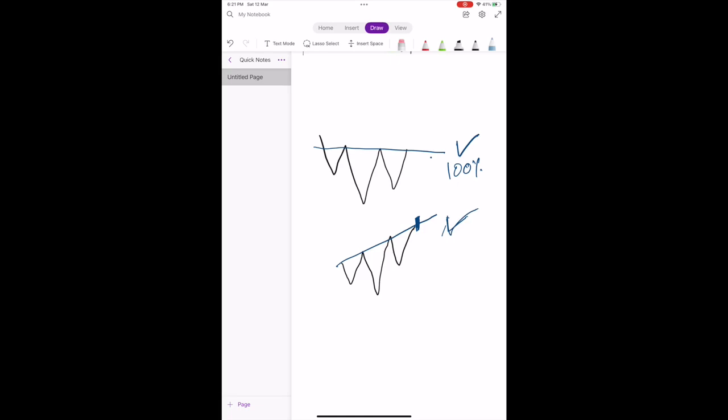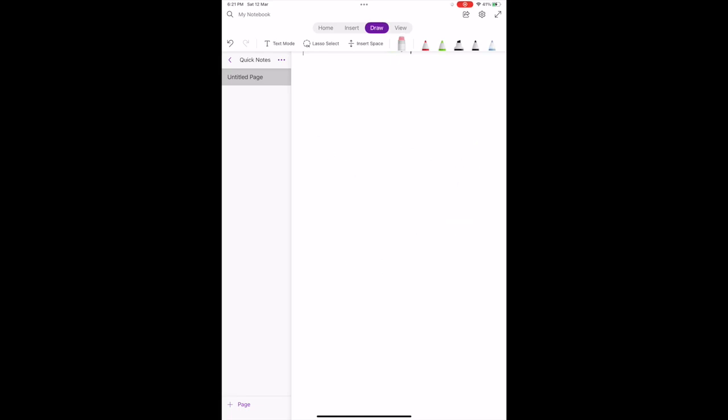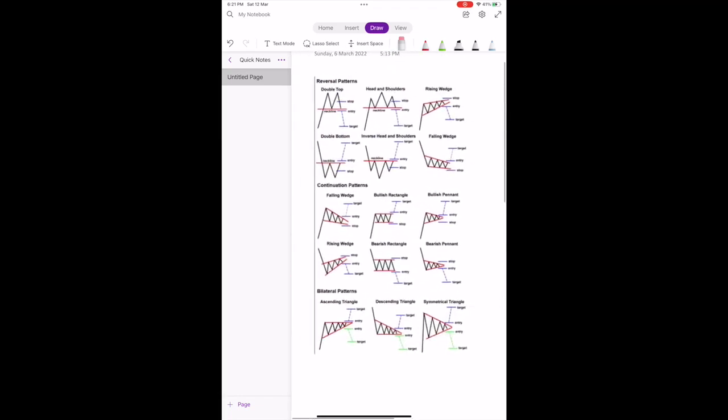So this double top and head and shoulder is something that happens on an intraday basis, hourly, weekly, and can be used for intraday trading quite often. That's why I just wanted to explain that.